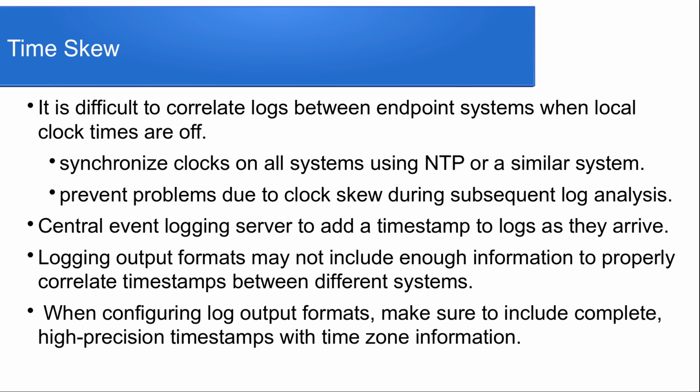Next is time skew. The time skew between endpoint systems is one of the biggest challenges for forensic investigators. It's difficult to correlate logs between endpoint systems when local clock times are off. The best way to manage this problem is to synchronize clocks on all systems using NTP or a similar system. NTP means Network Time Protocol. It's used for synchronization. This can prevent problems due to clock skew during subsequent log analysis.